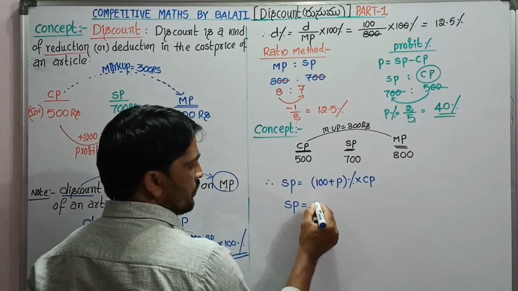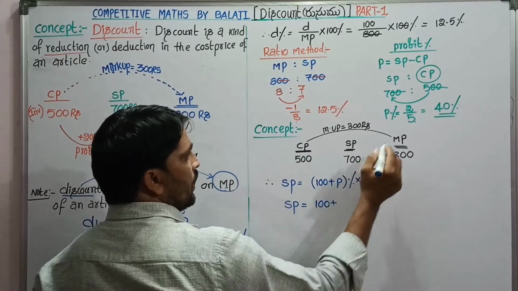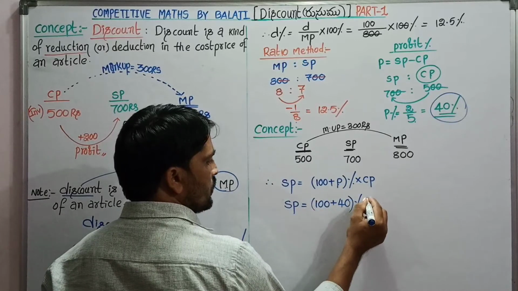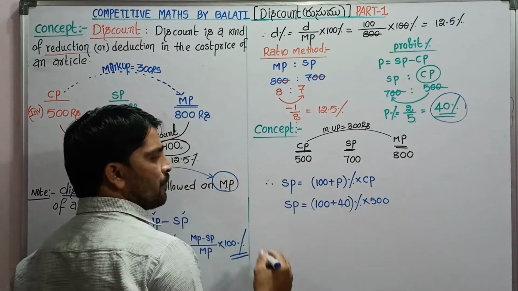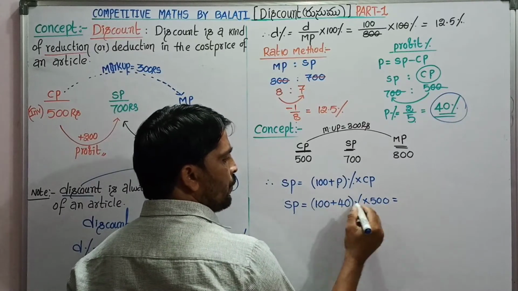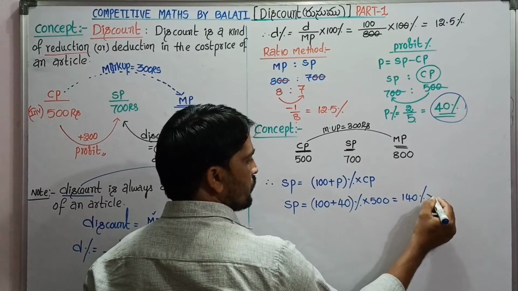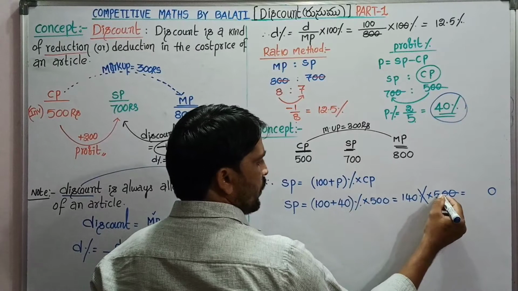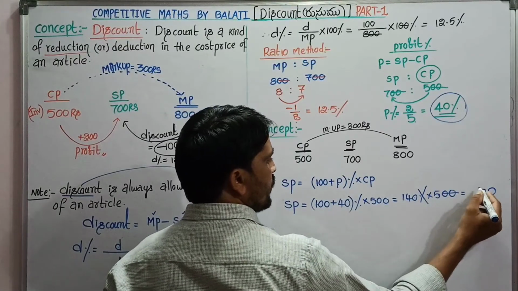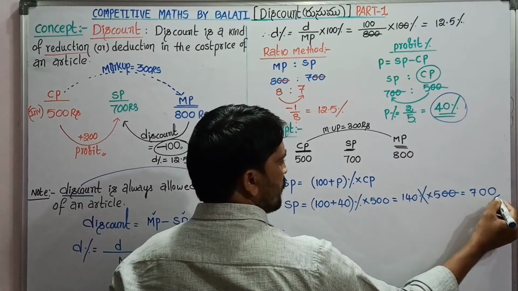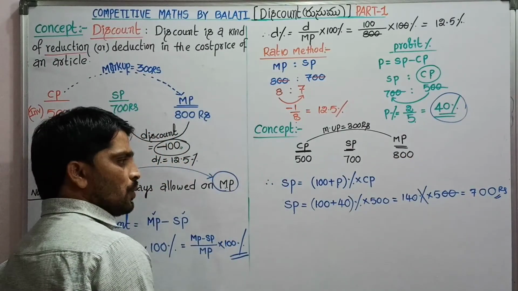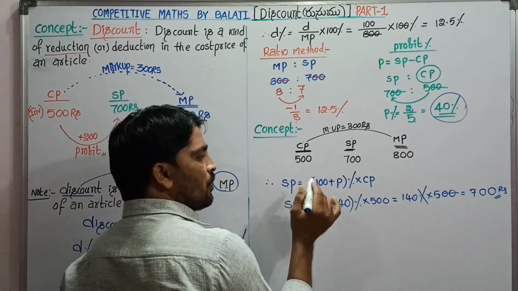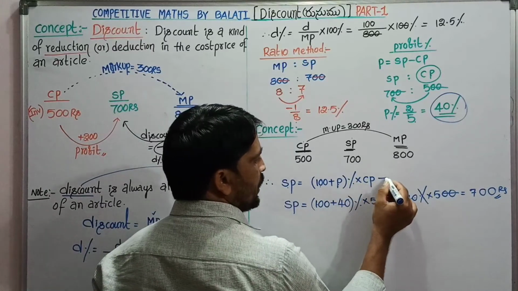Since here SP is 700, that is equal to 100 plus profit 40%, 100 plus 40% of CP 500, which is equal to 140% of 500. Two zeros cancel. 5 zeros are 0, 5 fours are 20, 5 ones are 5 plus 2, 700 rupees, which is SP. So when we compare SP with respect to cost price, SP is equal to 100 plus P percent of CP. Let it be equation 1.